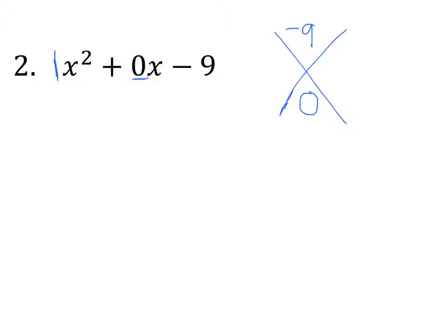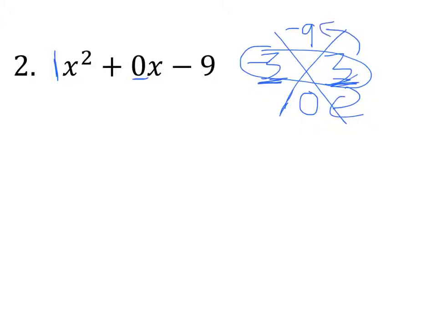So I'm asking myself, all right, what number times itself is going to give me 9? Well, it's 3. Right? I know 3 times 3 is 9. I have to make one of them negative. So this works, right? -3 plus 3 gives me 0, and -3 times 3 gives me that -9. So this is telling me this factors to x minus 3 times the quantity of x plus 3.